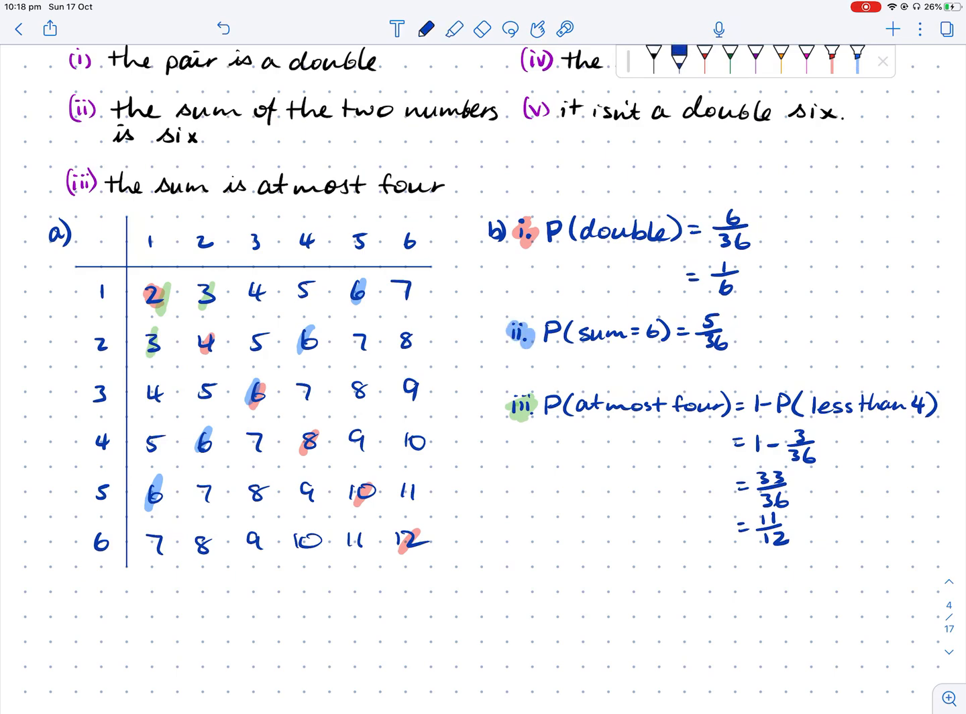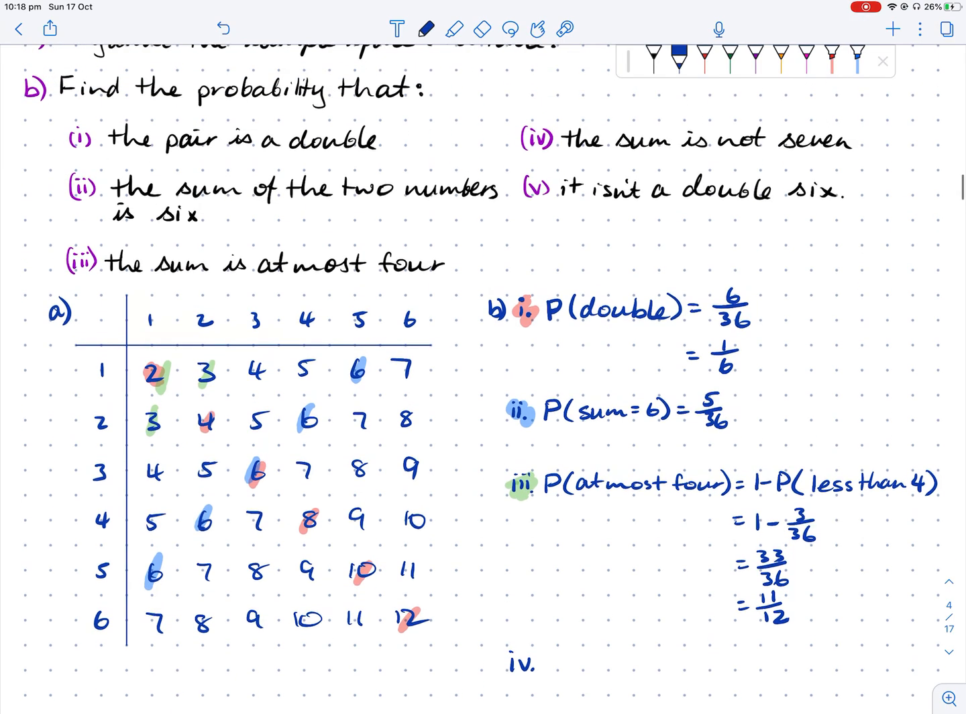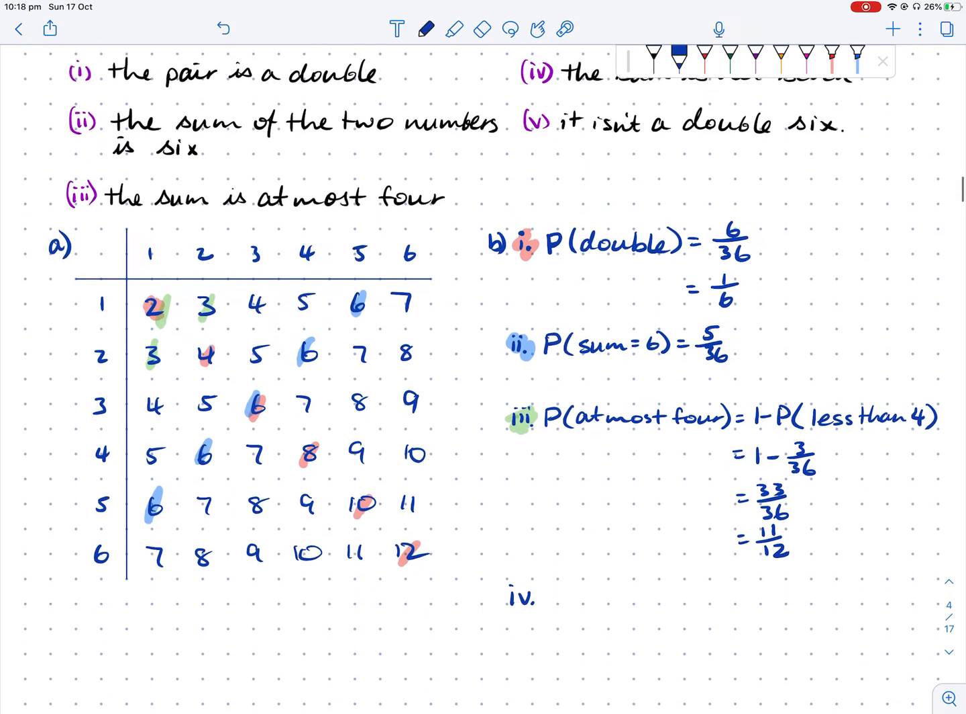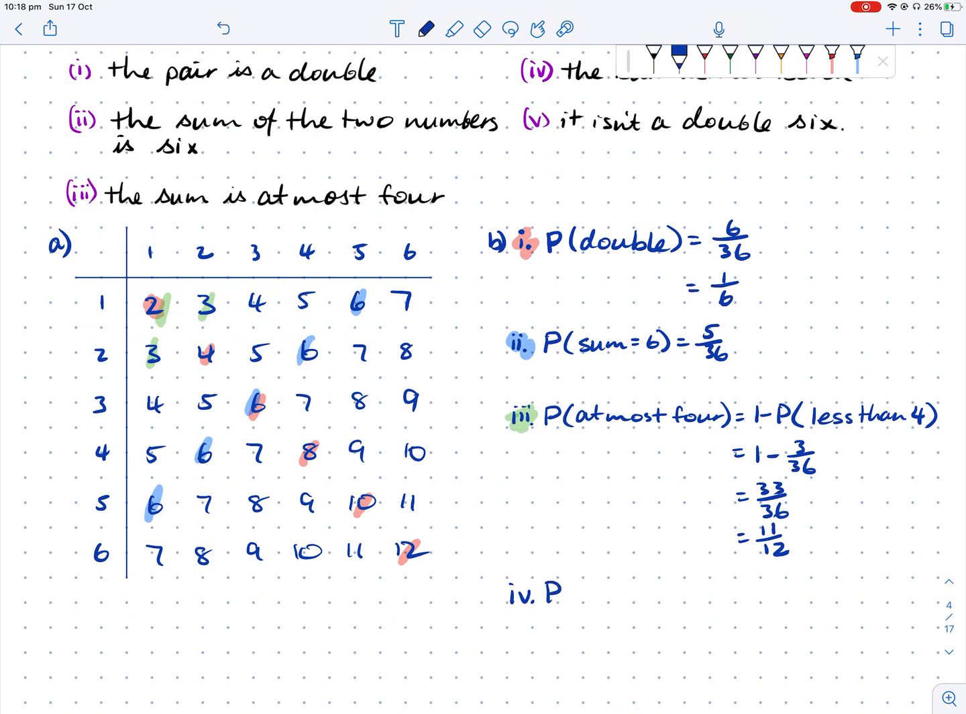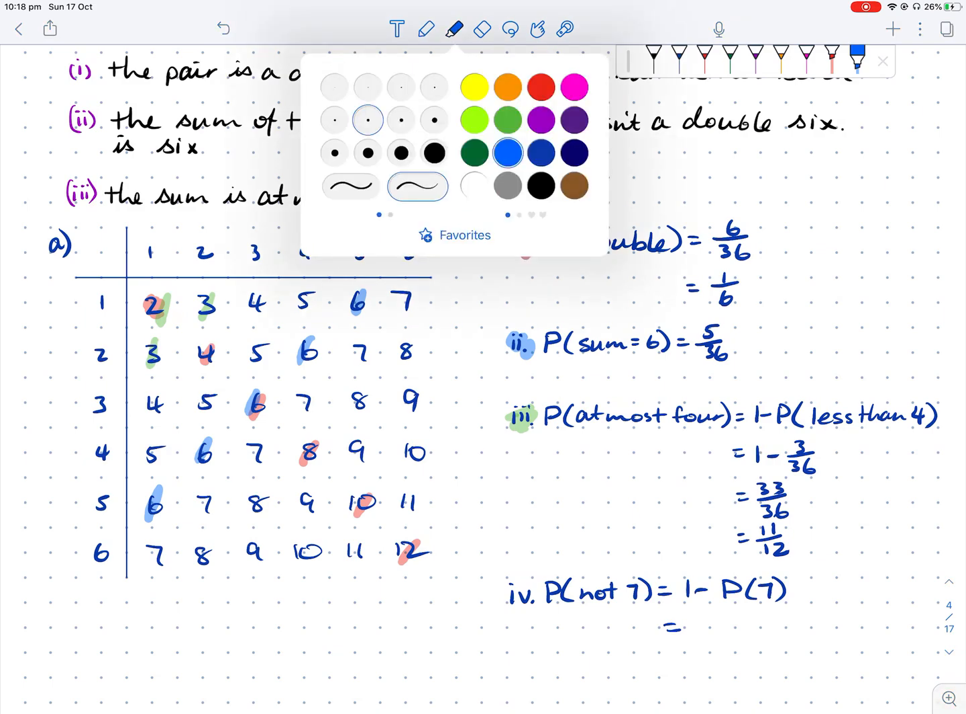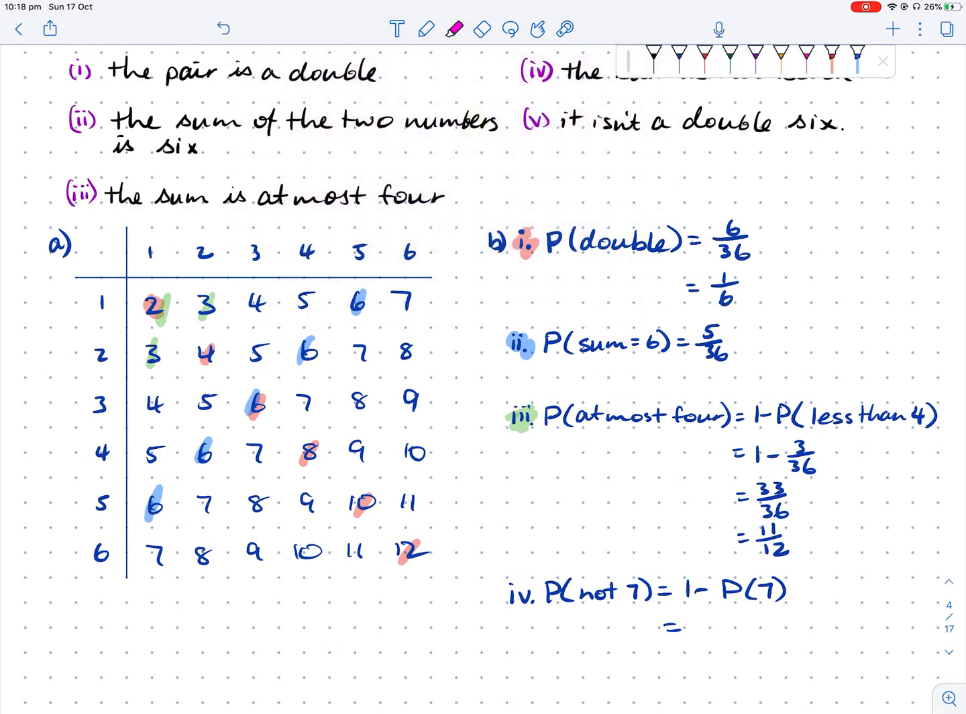All right, we're looking at part 4 now. So part 4, we want the probability that the sum is not 7. Okay, so again, there's the word not. So complement will probably make this calculation easier. So probability not 7 is 1 minus the probability it is 7. Okay, it's a lot easier to count up the ones that are 7 than not 7. So we're going to pick out all our 7s.